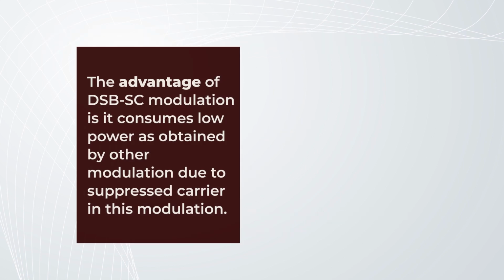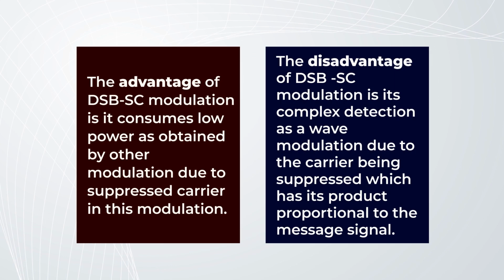The advantage of DSB-SC modulation is that it consumes low power compared to other modulations, due to the suppressed carrier in this modulation. The disadvantage of DSB-SC modulation is its complex detection, as the carrier is suppressed, which has its product proportional to the message signal.